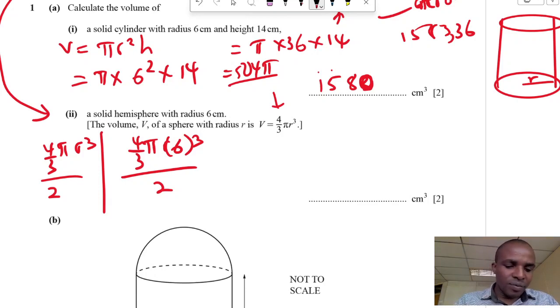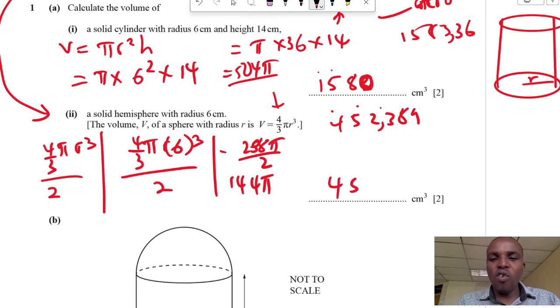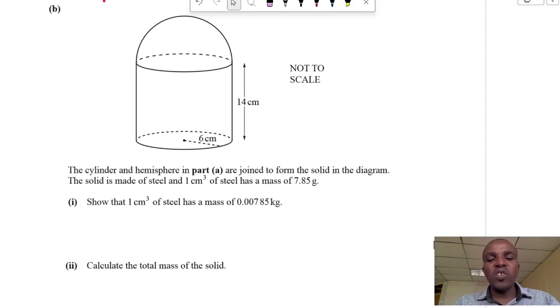You say 6 cubed. For those with those funny calculators, you can just say 6 cubed first, then equal sign, then times 4 pi, equal sign, then divided by 3 first. That's the numerator. It will be 288 pi. Then the answer divided by 2 is 144 pi. Then to 3 significant figures as a decimal, it's 452.389, so it's 452. Done.